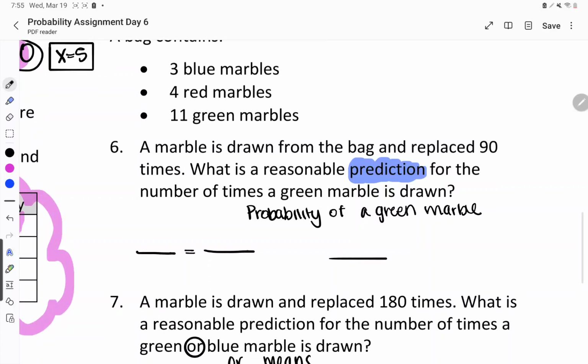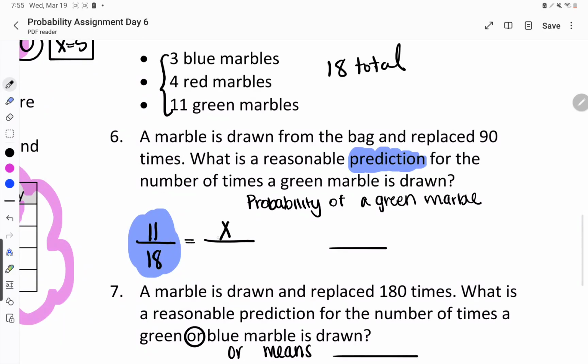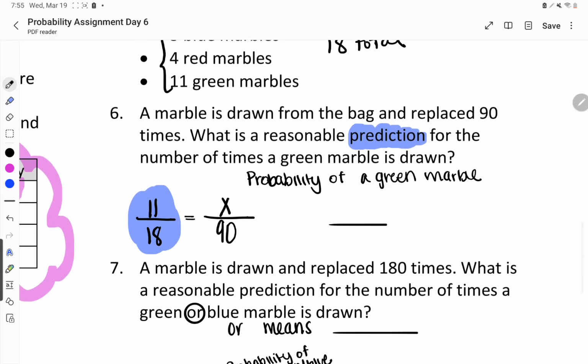Okay, so the first thing we're going to do is find the probability of the number of times that a green marble is drawn if you do it once. So what is the probability that a green marble would be drawn just given the circumstances that you have? So we have 11 green marbles, and then on the bottom goes the total number of marbles that we have. So we have 3 plus 4 plus 11, which gives me 18 total. And then over here would be x and 90.